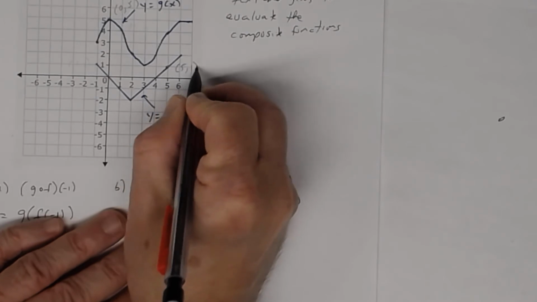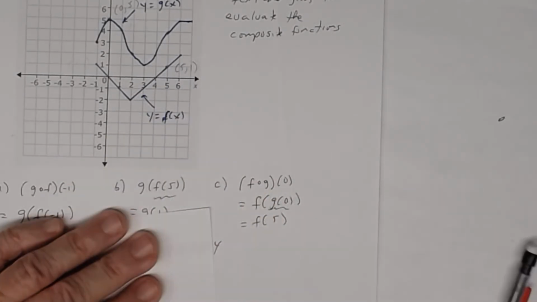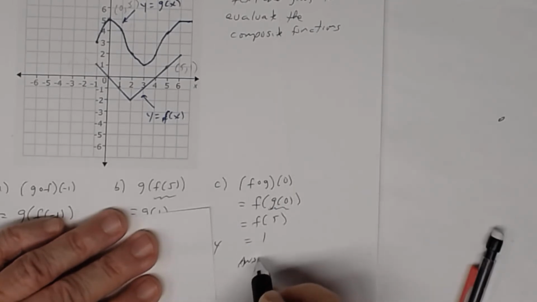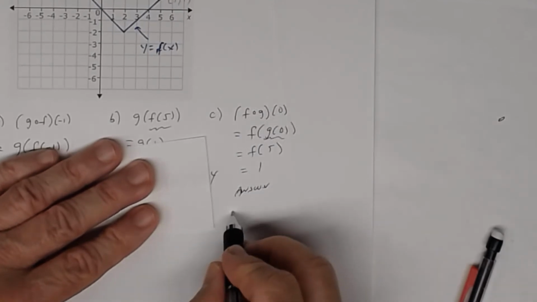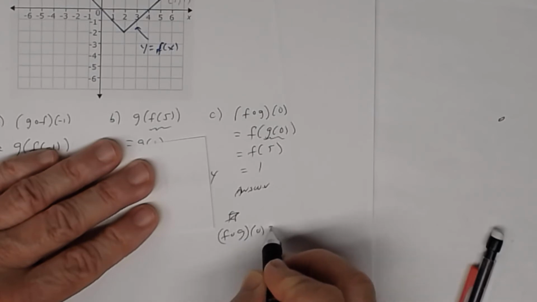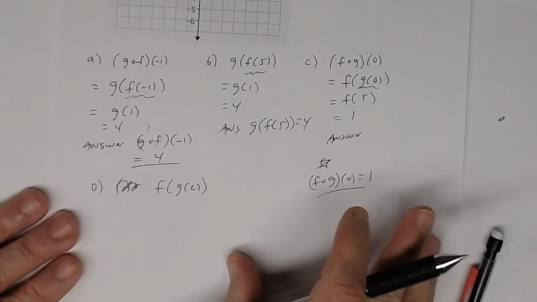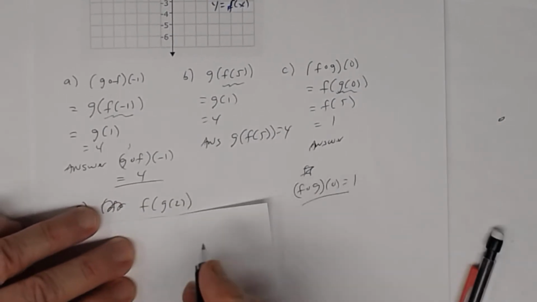That is (5, 1). So when x is 5, my y value is 1. So it becomes 1. So therefore, your answer, you're going to say f composed with g at 0 is equal to 1. All right? And then finally, letter D. So let me go ahead and do that one on here.